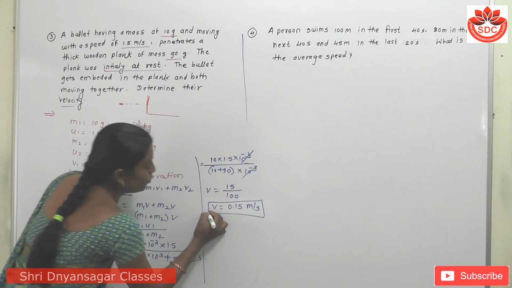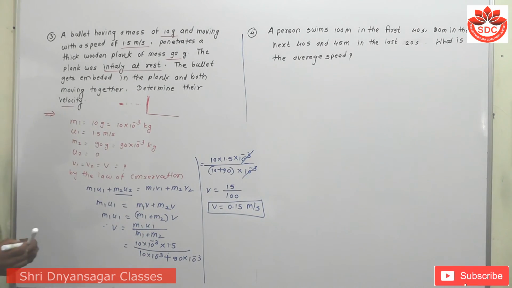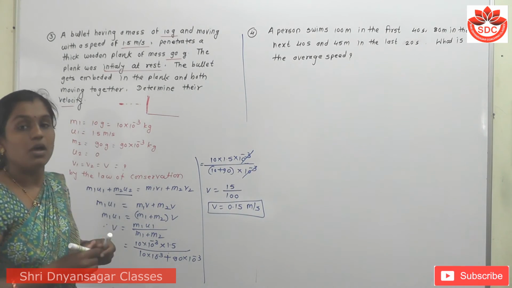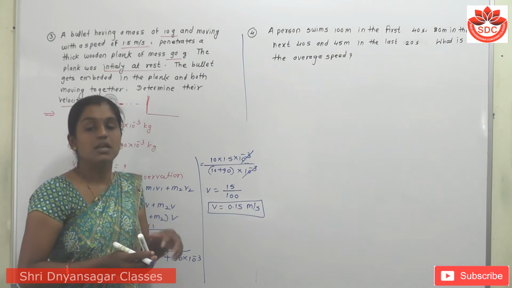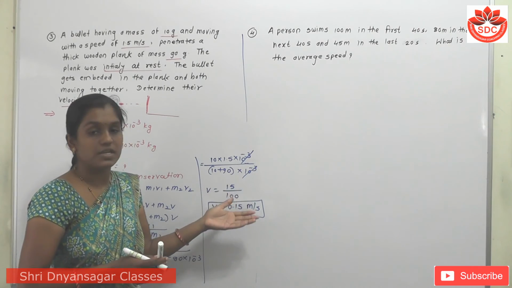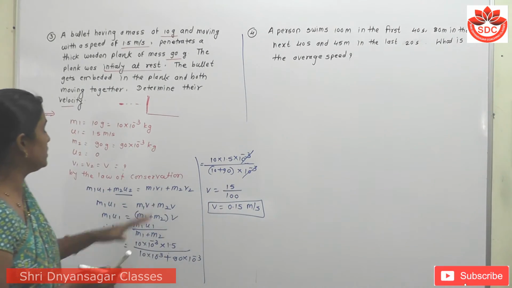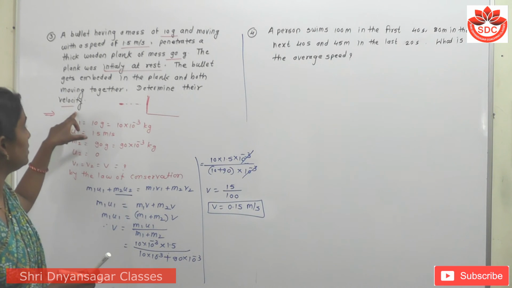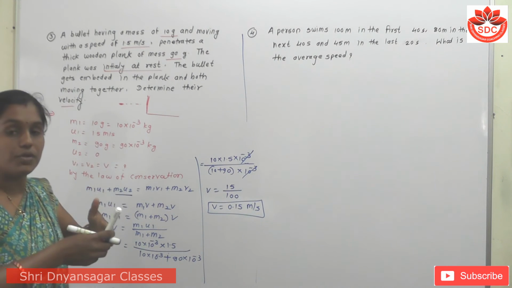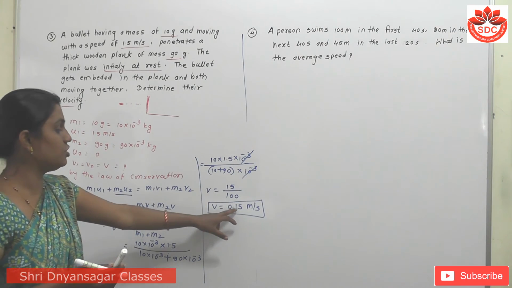So both the bullet and the plank move with a velocity of 0.15 meters per second. So this is the answer of this question. The bullet and the plank both move with the same velocity, and that velocity is 0.15 meters per second.